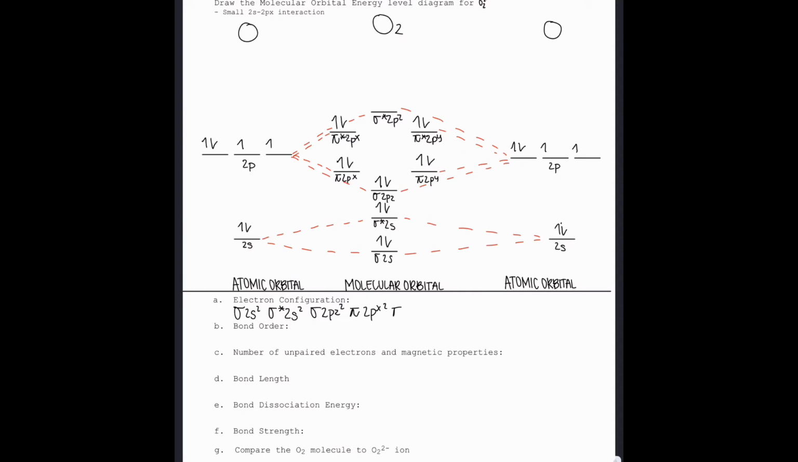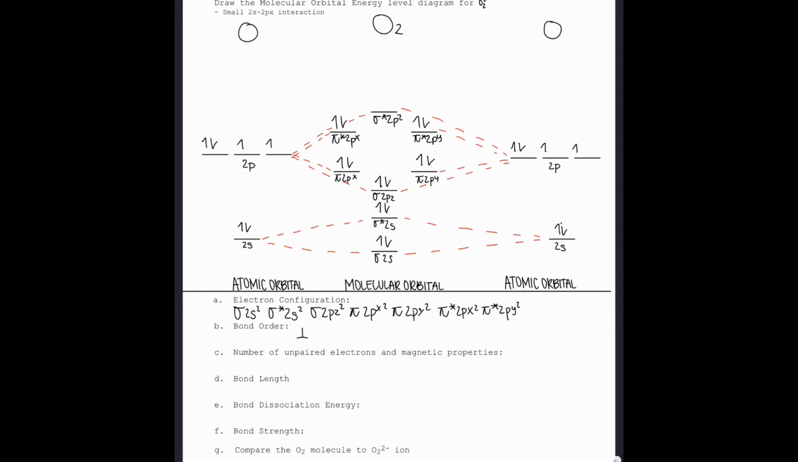Sorry, not sigma. It will go pi 2px2, pi 2py2. Then our anti-bonding orbitals, which will be pi star 2px2 and pi star 2py2. And then that gives us our electron configuration.